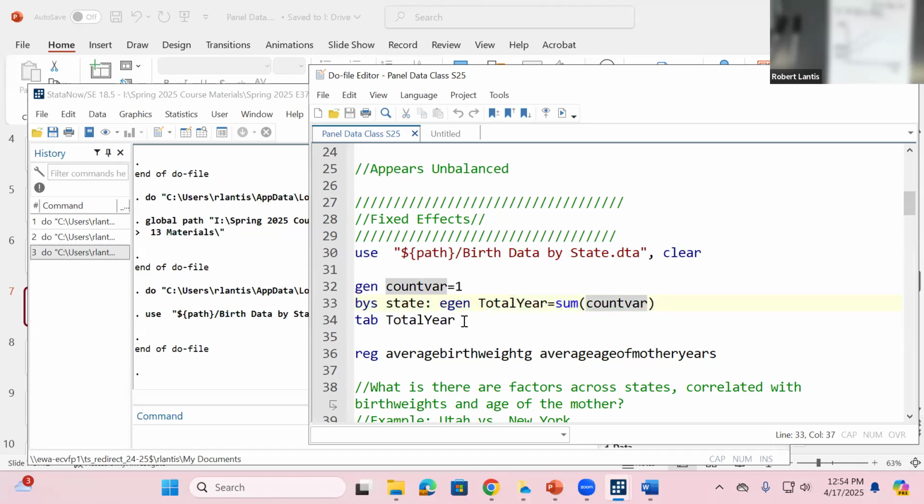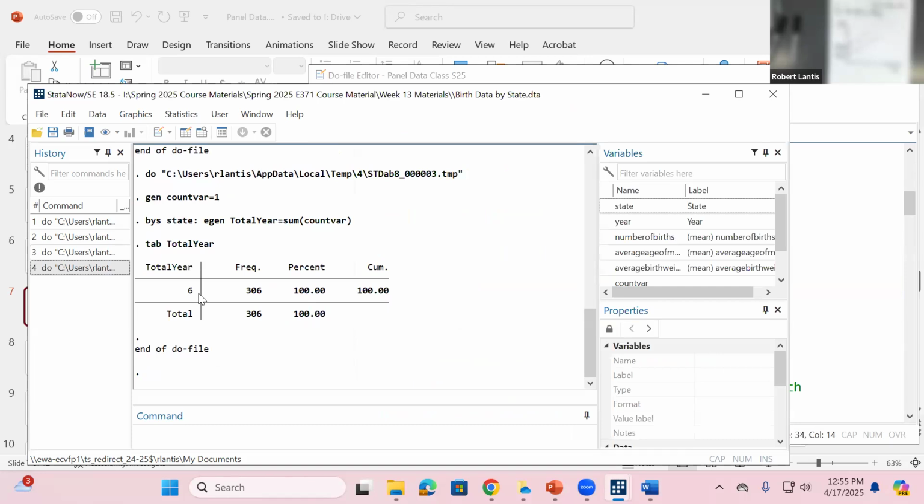If I then use the tab command, that tells me what the values are for this total year variable. If it's a balanced panel data set, I should have 6 years of data for every single state here. In fact, how many states do I actually have in my data set? If it's 6 years for every state, 306 divided by 6 would actually be 51. I'm guessing it's DC. I'm sure it's Washington, DC, or maybe it's American Samoa, or one of these other territories. So we have all 50 states plus, I think, probably DC, right?